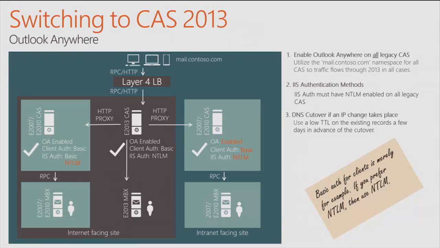So relatively straightforward. Make sure OA is enabled everywhere. Make sure it's got the right URL value in place and authentication types. Make sure NTLM is turned on for IIS authentication on all the legacy CAS, and then you're okay to move DNS over to point to 2013.